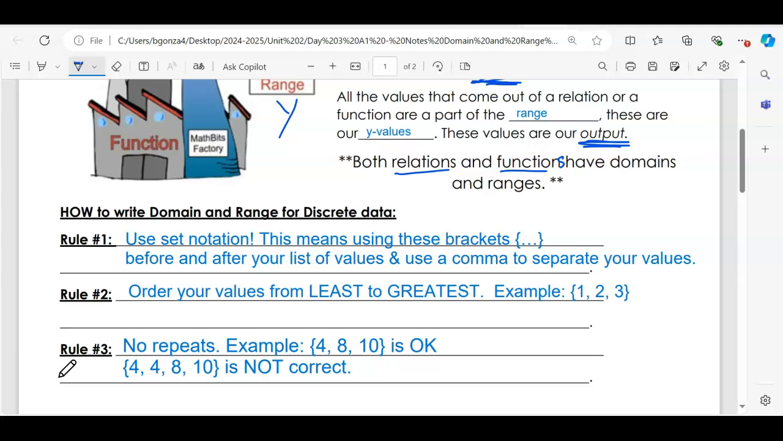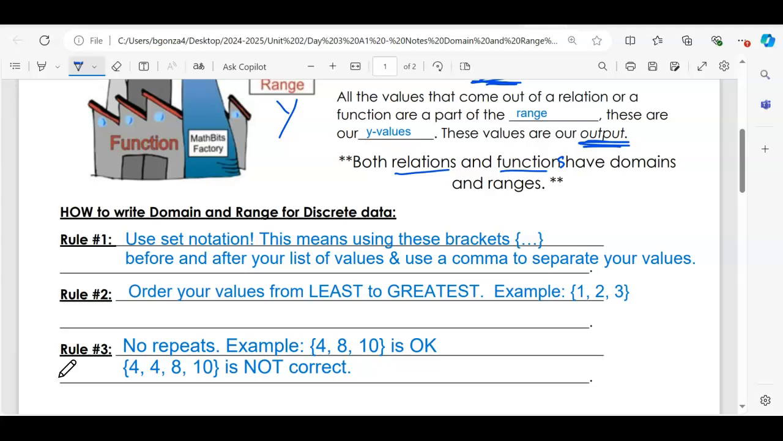Now, number 2, when you write them, no matter what your numbers order is, you got to put them in order from least to greatest. Rule 3 here is that you cannot repeat it. So if there's more than one of the same number, you just write it once, okay? So we're going to take that and we're going to apply that on the example at the bottom.